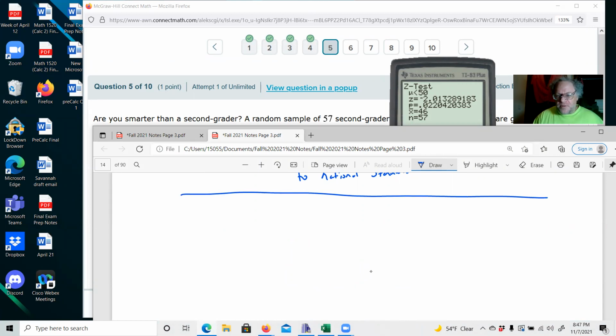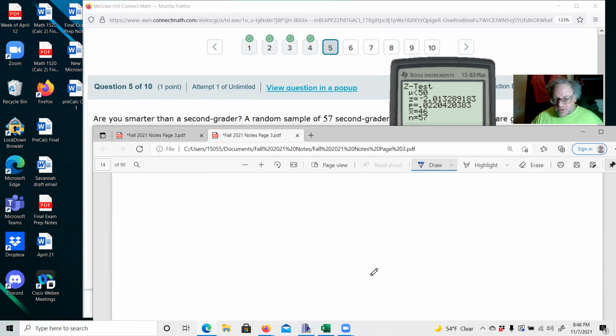Okay, so here we go. Z is equal to negative 2.013. P is equal to 0.0220, rather. Alpha was 0.05, and everything else is the same. So there's our new and improved test statistic. But look at this. P is now 0.0220, which is less than 0.05. This now does qualify as being unusual.